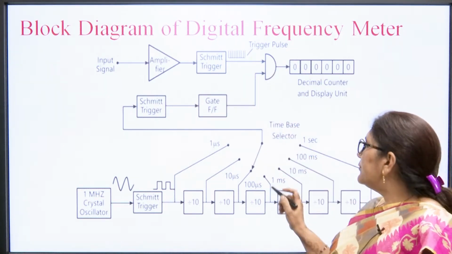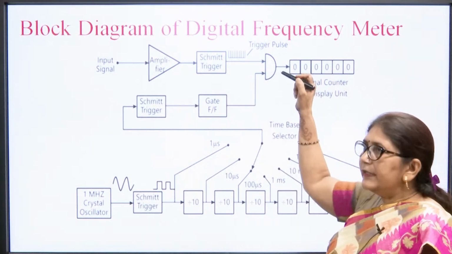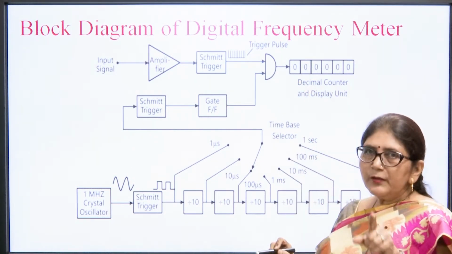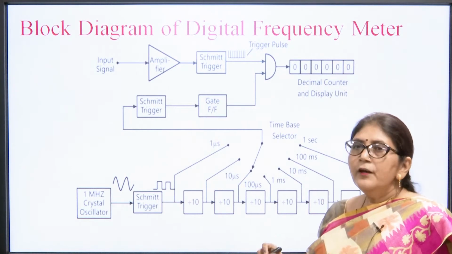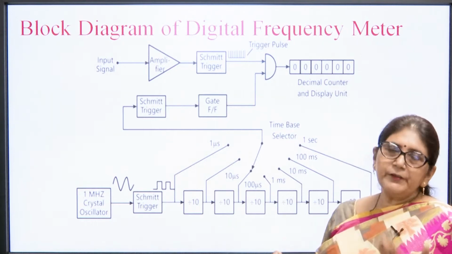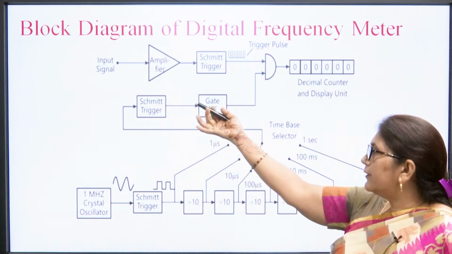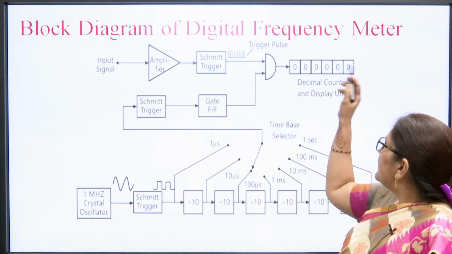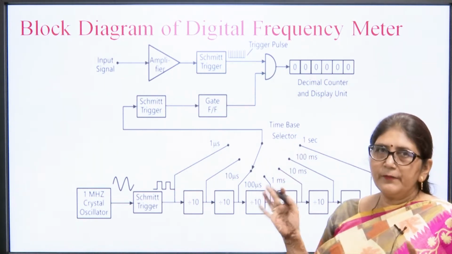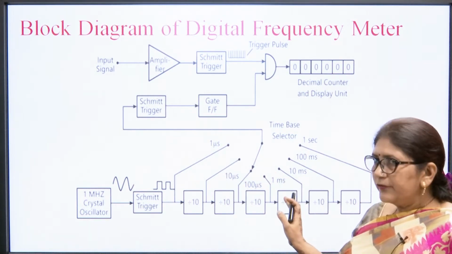Suppose in 100 microsecond, 100 pulses are passed through this AND gate. So, 100 pulses are passed in 100 microsecond. We have to calculate how many pulses will pass in 1 second. That is the frequency of the unknown input. Now after that we have a decimal counter that will count from 0 to 9, and then we have a 7 segment display device that will display the signal. So, this is the total function of this digital frequency meter.